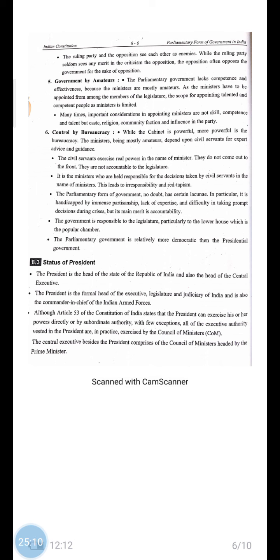Then the second one, it is the minister who is held responsible for the decision taken by the civil servant in the name of the minister. This leads to irresponsibility and red tapeism.